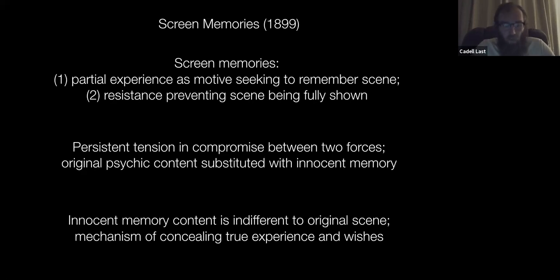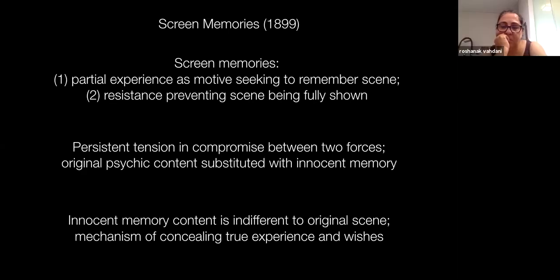He says that this double mechanism of memory is a persistent tension and a compromise between two forces, where the original psychic content is substituted with an innocent memory. In other words, the original psychic content is something that aroused strong experience, something powerful, related to hunger, or love, or fear, or some trauma. But this original psychic content is not something which the ego can access. Instead, the only thing the ego can access is some weak, indifferent image, which is merely a pointing towards the deeper affect.